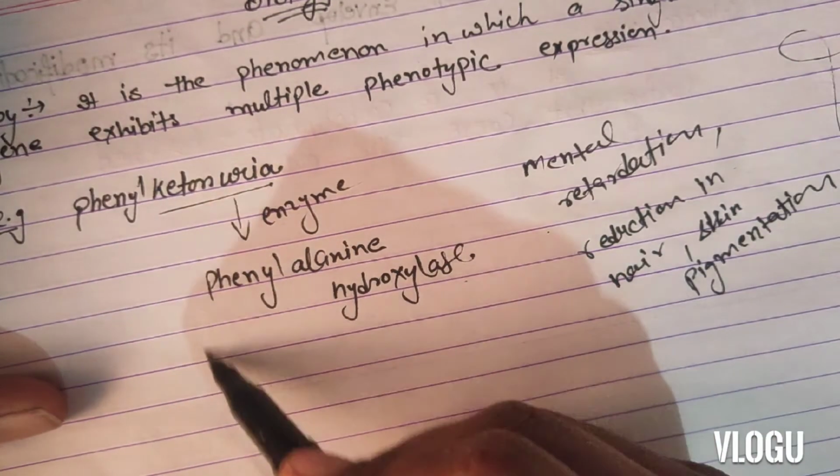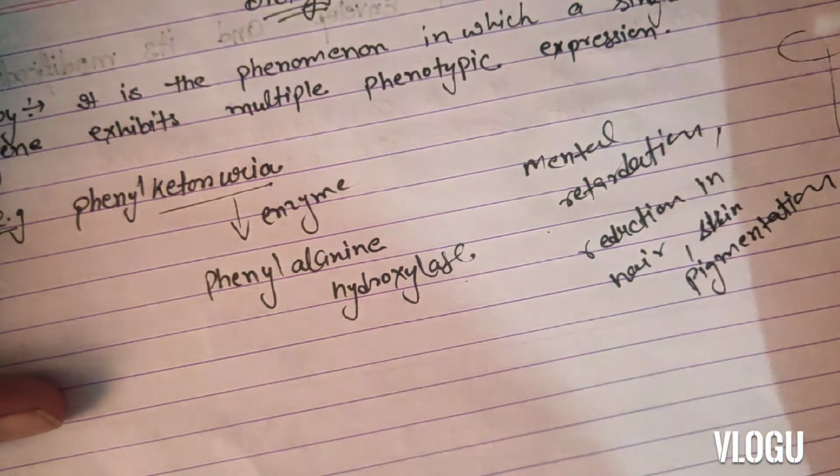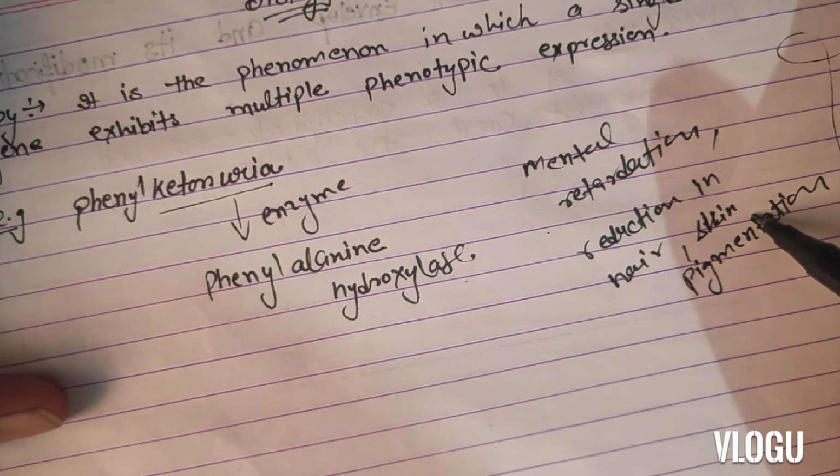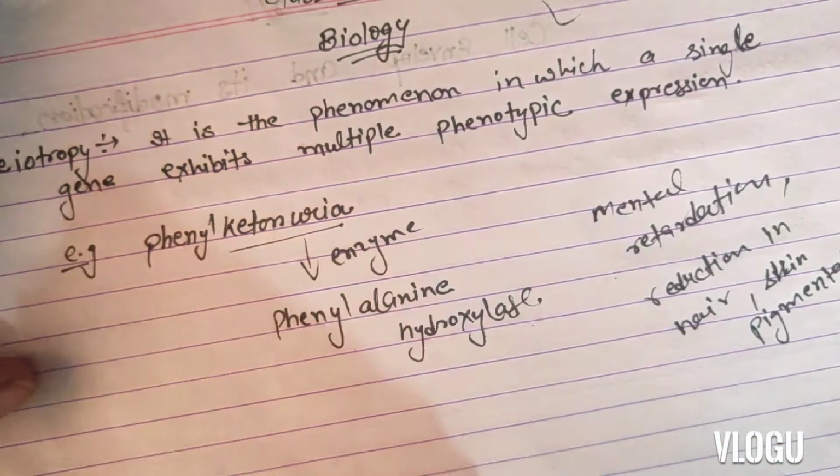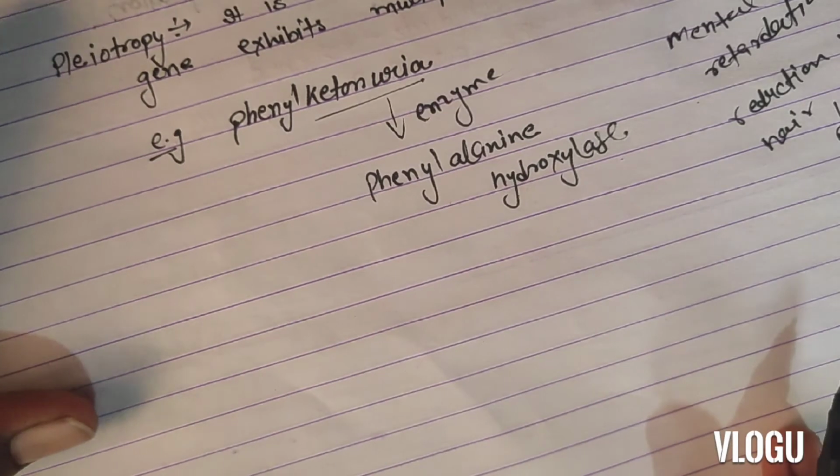As you can see here, if this enzyme is not produced, then three different phenotypes in our body are affected. This is the example of pleiotropy. Let's understand this by taking one more example.